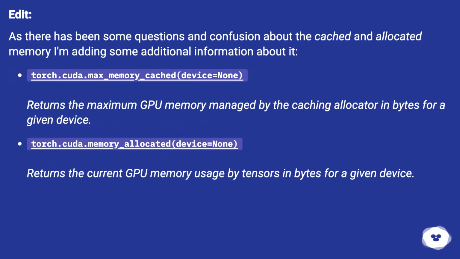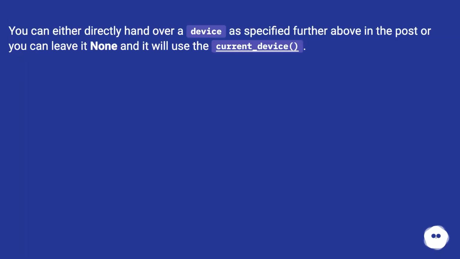Edit. As there have been some questions and confusion about the cached and allocated memory, I'm adding some additional information about it. torch.cuda.max_memory_cached(device=None) returns the maximum GPU memory managed by the caching allocator in bytes for a given device. torch.cuda.memory_allocated(device=None) returns the current GPU memory usage by tensors in bytes for a given device. You can either directly hand over device as specified further above in the post, or you can leave it None, and it will use the current device.